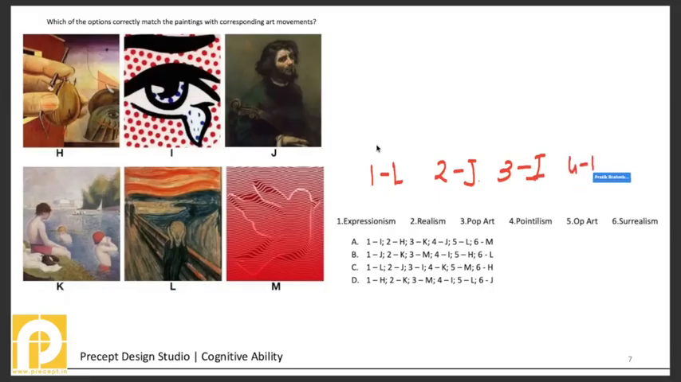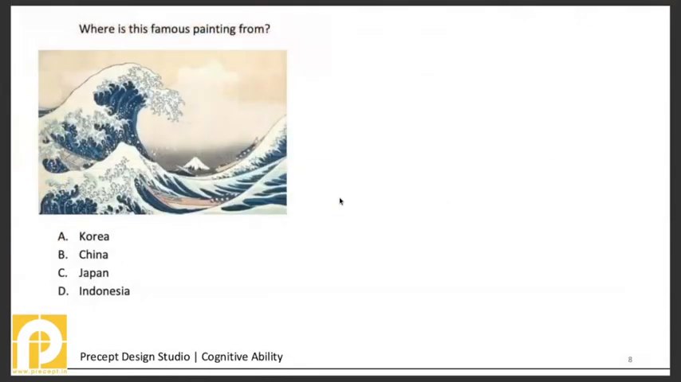Pointillism, 4 is K, pointillism. Op art is M. And finally, surrealism is H. So the correct answer is option C here. Okay, we'll move to the next one.